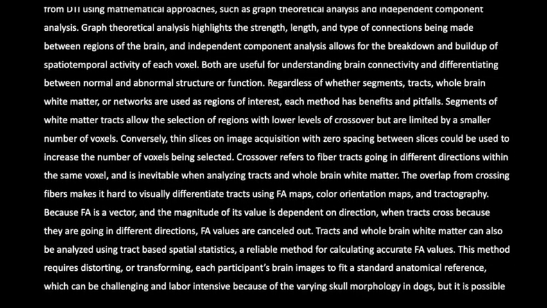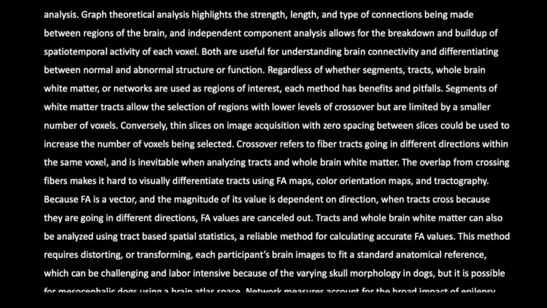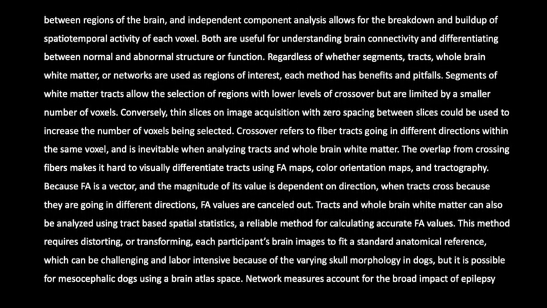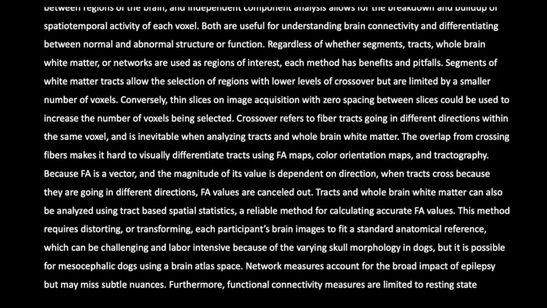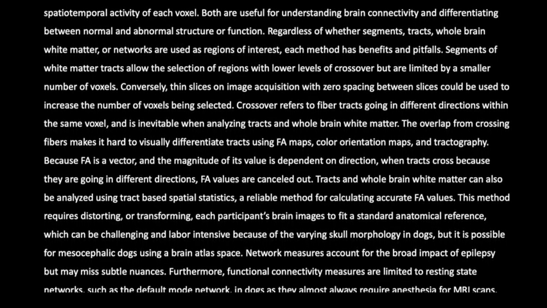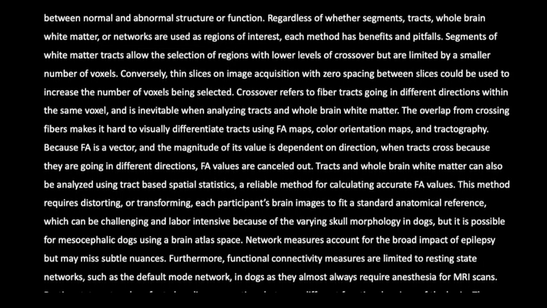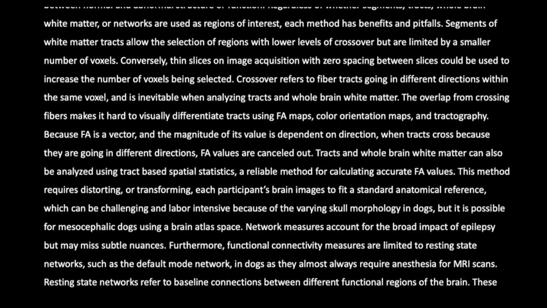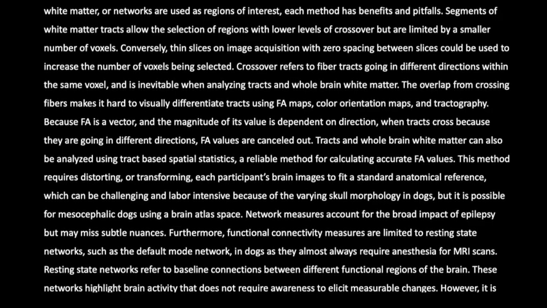Regardless of whether segments, tracts, whole brain white matter, or networks are used as regions of interest, each method has benefits and pitfalls. Segments of white matter tracts allow the selection of regions with lower levels of crossover but are limited by a smaller number of voxels. Conversely, thin slices on image acquisition with zero spacing between slices could be used to increase the number of voxels being selected. Crossover refers to fiber tracts going in different directions within the same voxel, and is inevitable when analyzing tracts and whole brain white matter.